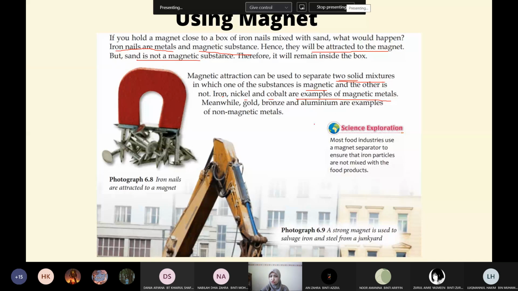Usually in the food industry, they use a magnet separator to ensure that there's no iron particle lah, to ensure that iron particles are not mixed with the food product. So ini adalah di dalam food industry, they use this magnetic separation technique.